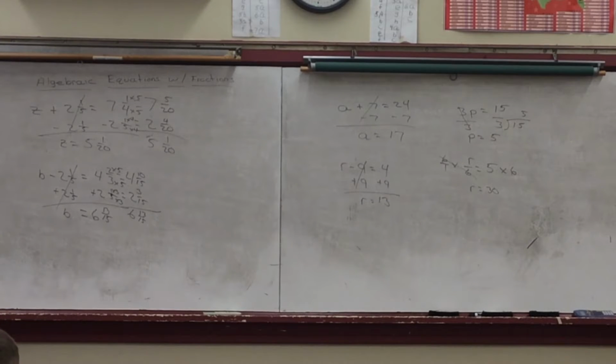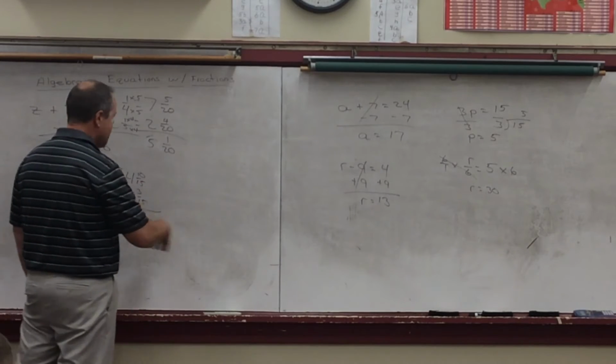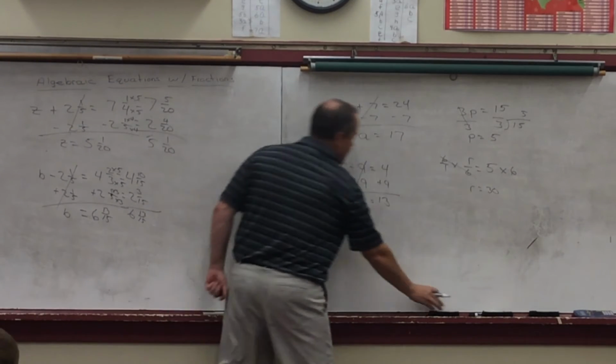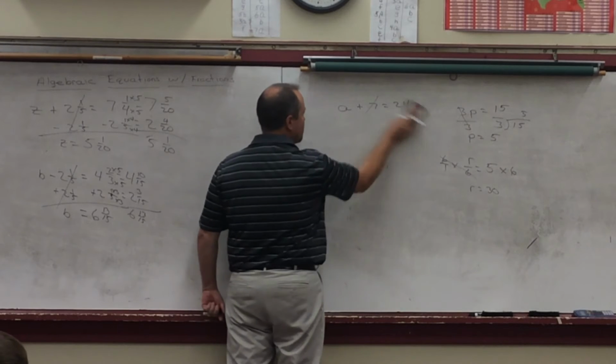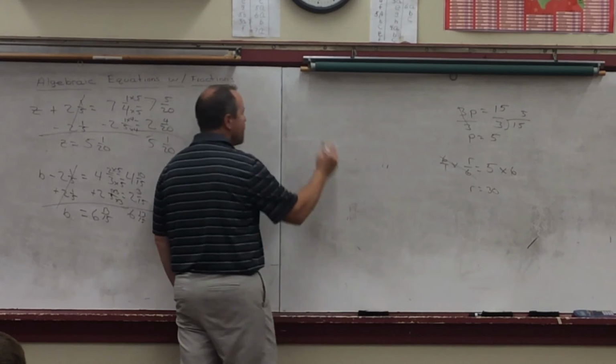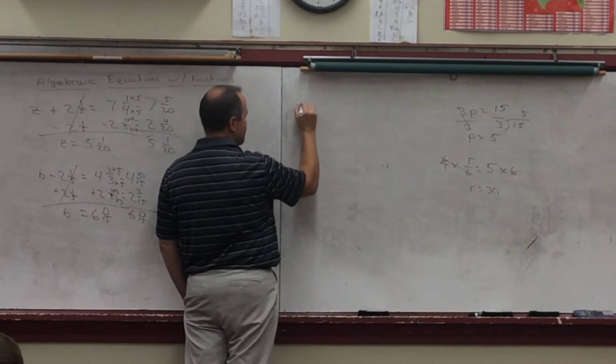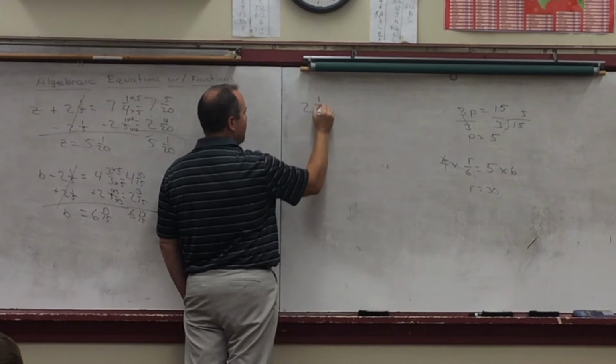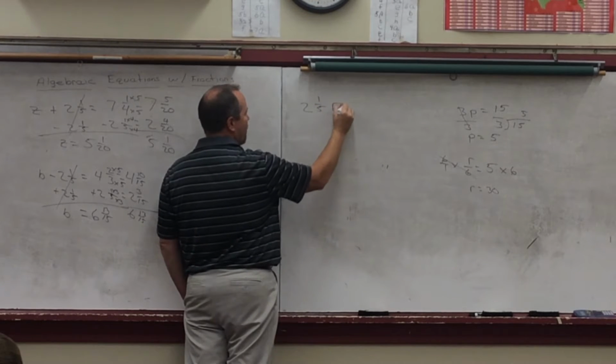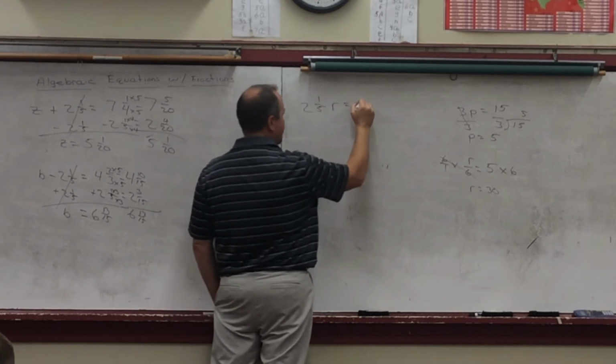Now here's where it's going to get a little bit different, I guess you could say. I'll do it over here so you can see it. We're going to have 2 and 1/5 r equals.